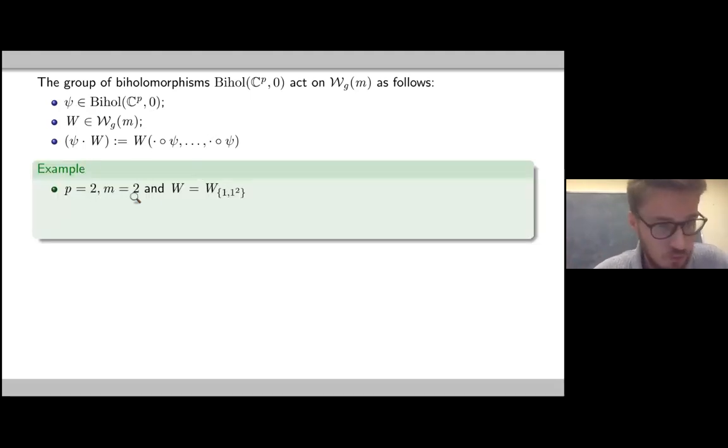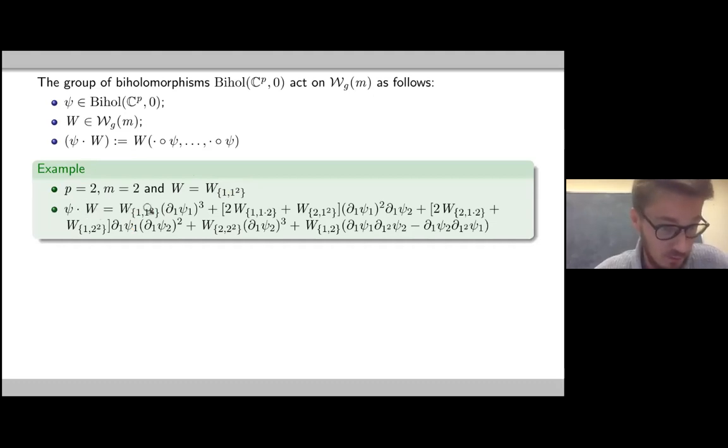So if we take p equal 2, m equal 2, and we take this pure geometric Wronskian, we take a biholomorphism, we let it act on it, and what we find is the following expression. So we just have to do the calculation. We have a polynomial in the partial derivatives of the biholomorphism, and the coefficients of this polynomial are Wronskians. So here we recover the pure ones, but we have some other ones here that are linear combinations of generalized Wronskians, and actually they are geometric.